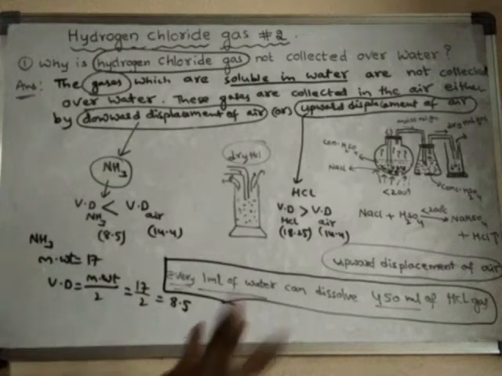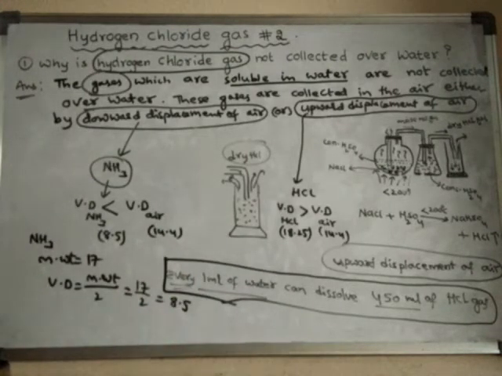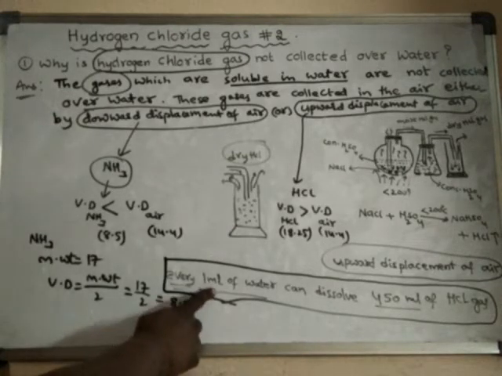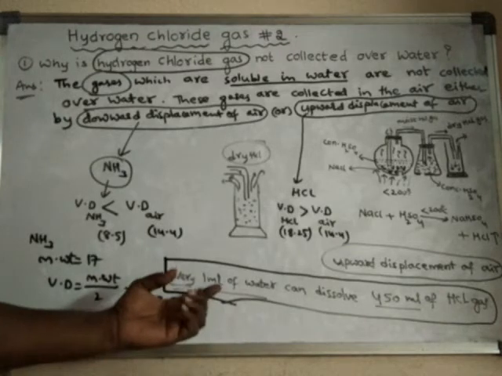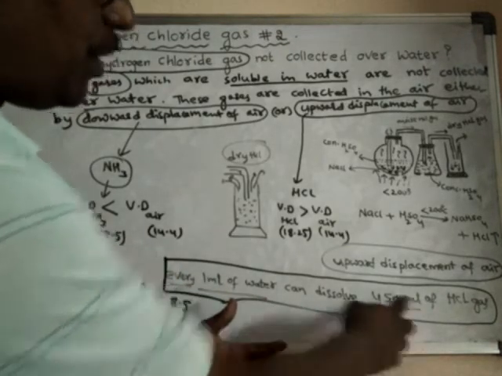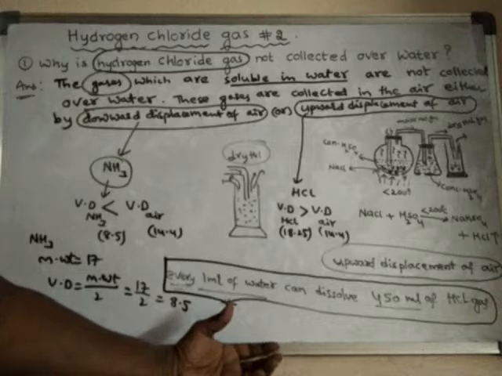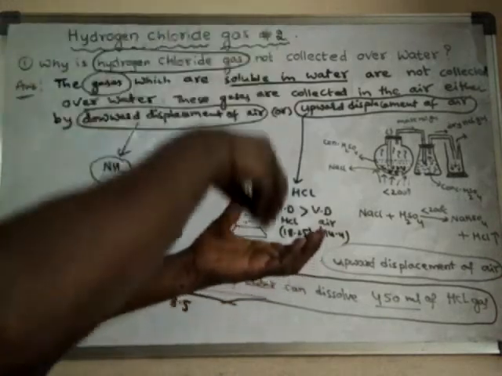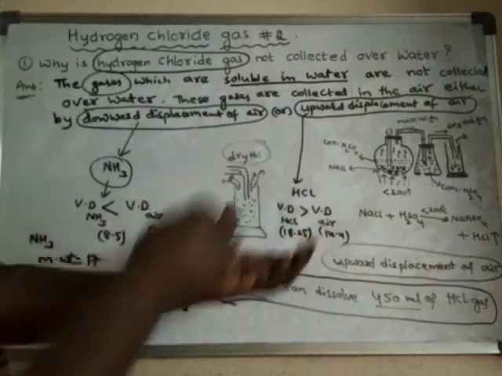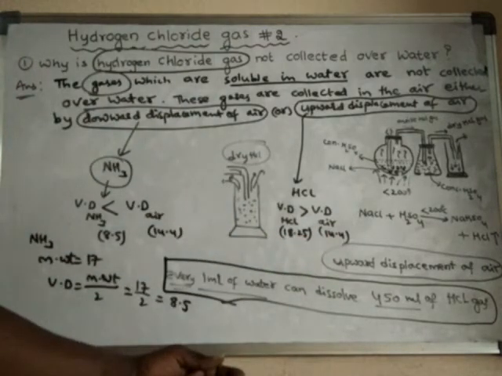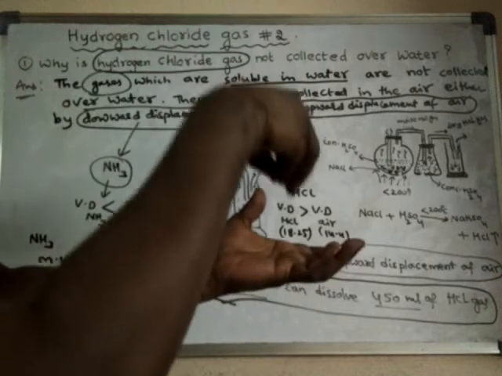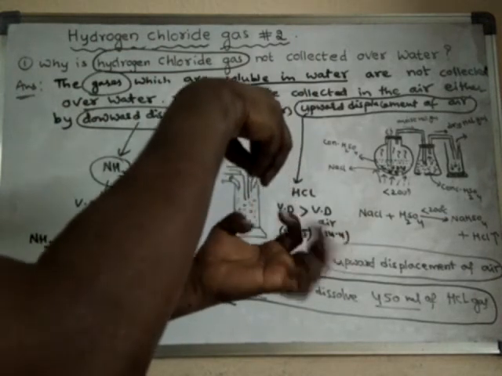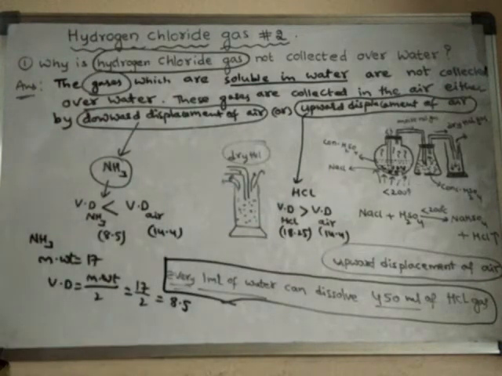450 milliliters of HCl. So that means HCl is a very highly soluble gas, because only 1 milliliter of water can dissolve 450 milliliters of HCl gas. That means if you take 1 milliliter of water, how many milliliters of HCl gas can we add? We can add 450 milliliters of HCl gas, and that much HCl gas can be dissolved in 1 milliliter of water. So that is the dissolving capacity of HCl. That is why HCl is said to be highly soluble in water.